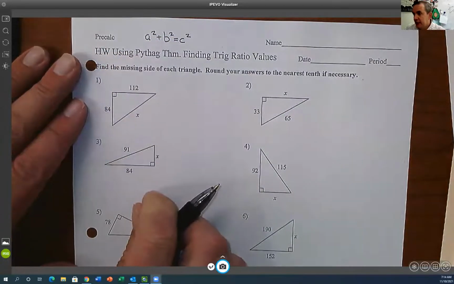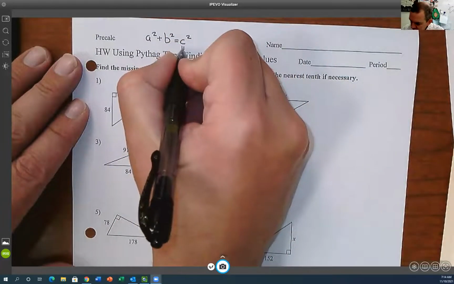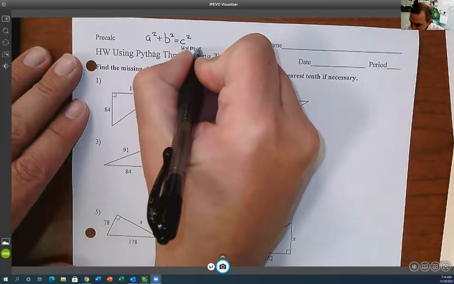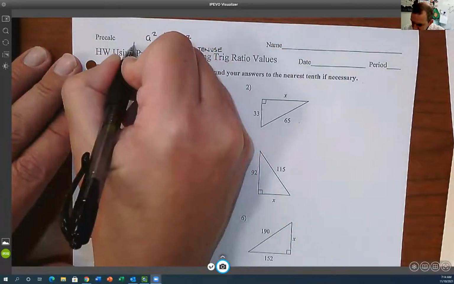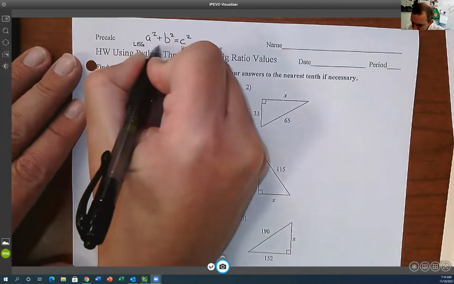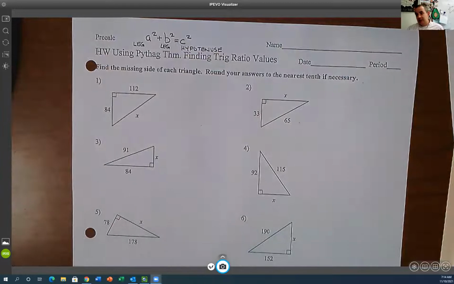That's the Pythagorean theorem. Basically, what this is saying is that c is always going to be what's called your hypotenuse. And then a and b are going to be what are called your legs. So a right triangle has two legs and a hypotenuse. The hypotenuse is the longest side. It's the one across from the right angle.